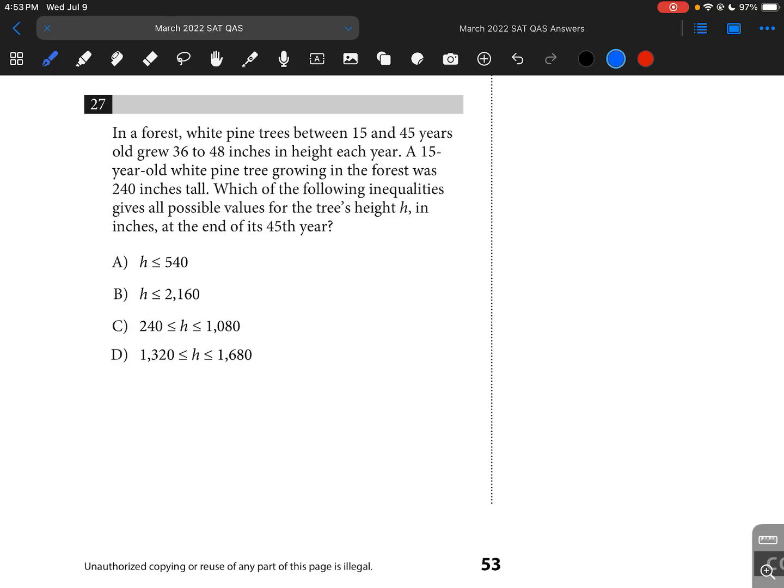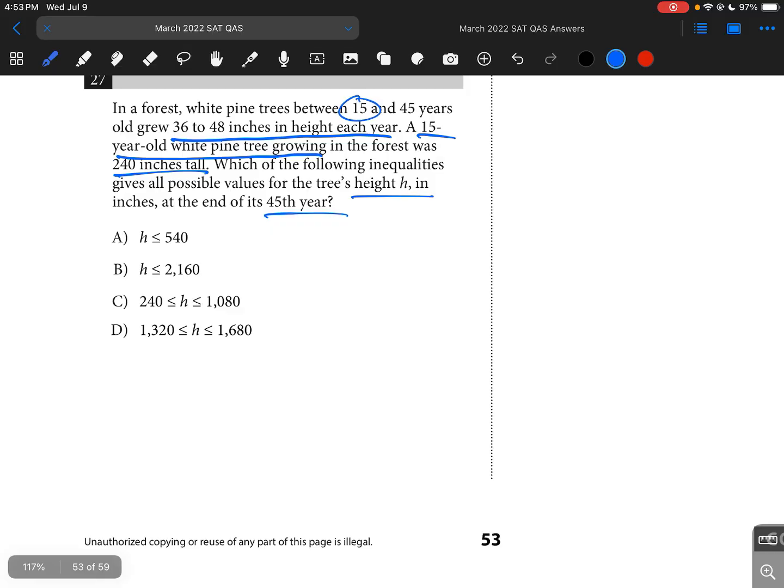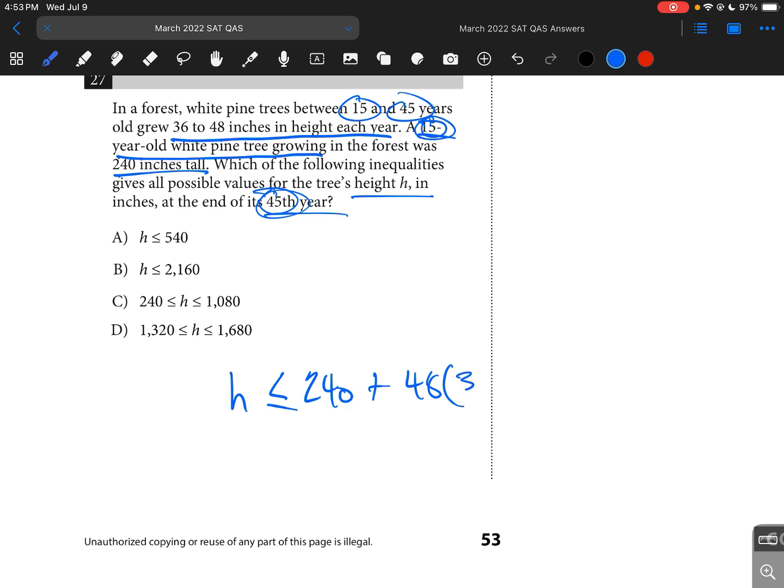27. In a forest, white pine trees between 15 and 45 years grow 36 to 48 inches each year. So a 15-year-old tree was 240 inches tall originally. What is the inequality that shows this height at the end of 45 years? Okay, so luckily we're starting at the beginning and ending at the very end. There's no need for any kind of interpolation there. So you know that the height of the tree can't be any bigger than the most it's projected to grow. So it's 240 plus the 48 inches it grows every single year times the number of years that it grows. So if it's 15 years old and you're going to 45 years, that's an extra 30 years.